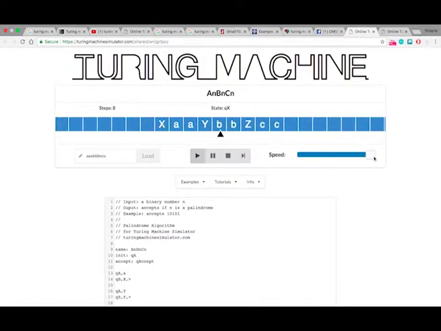Let's speed it up a bit. It basically does the same thing over and over until there are no more inputs. The process of going back to X, going to A, finding B again, marking B as Y, going to C, finding C, marking C as Z.